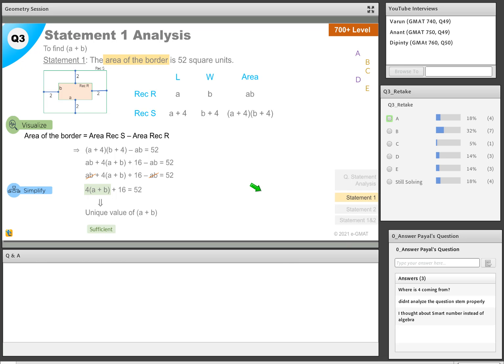Where is 4 coming from? Again, observe here. There's 4 here. There's 4 into B, 4 into A, right? 4 into A and 4 into B. That's where the 4 is coming from.